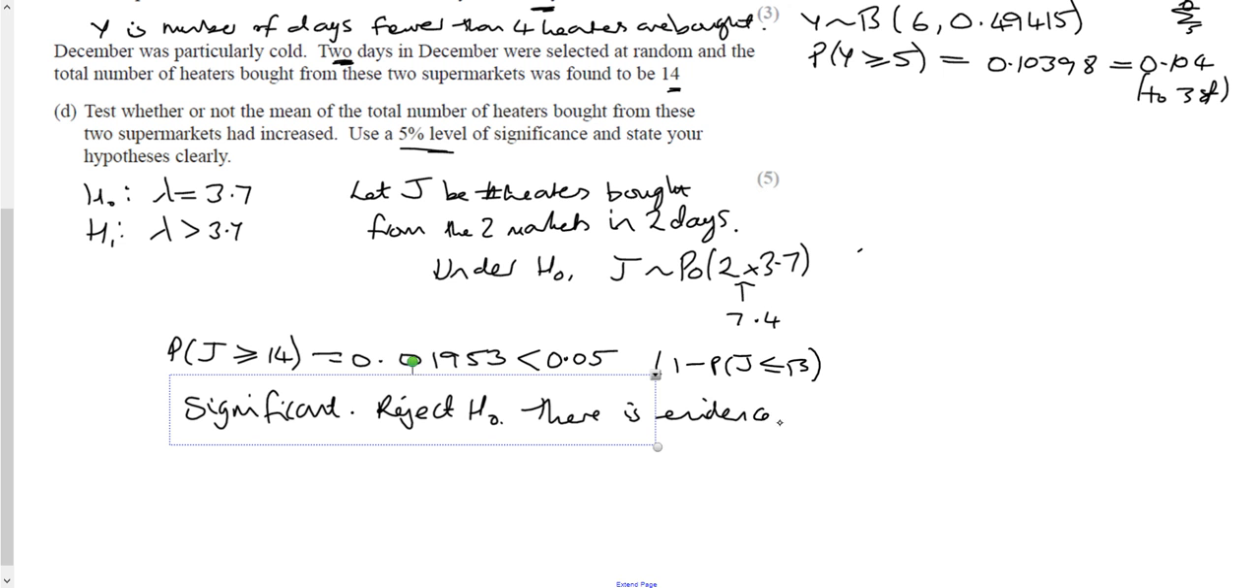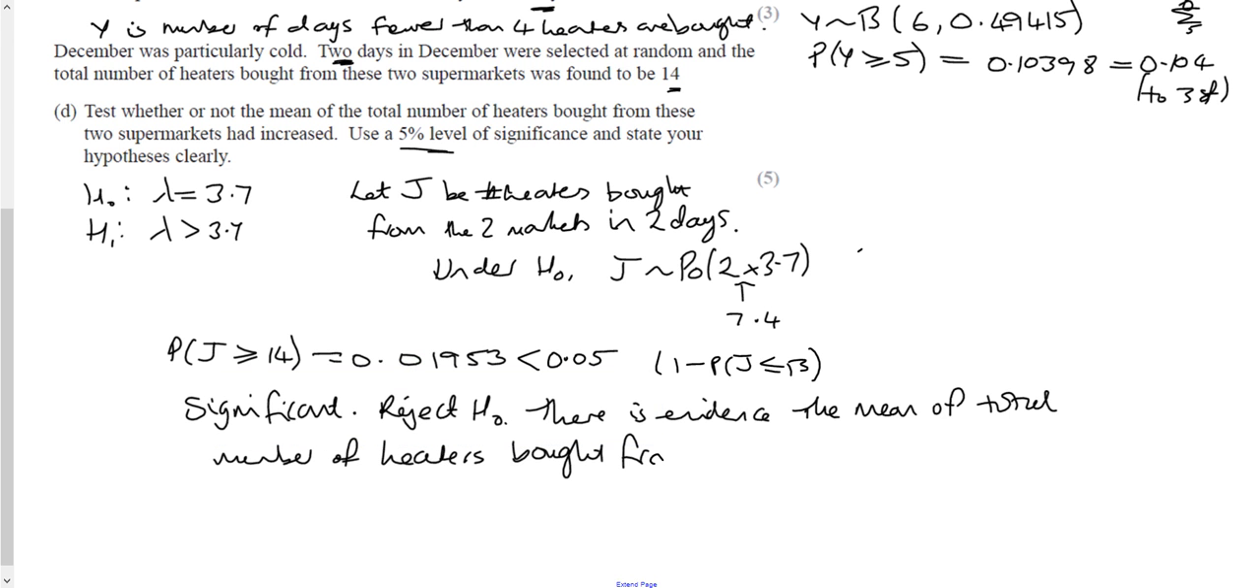And now we're going to put this back in context. The mean of the total number of heaters bought from the two supermarkets has increased. And the important thing here, that took me a while to write, but what you do is you have a look in the question and literally quote the context back to the examiner. Yes, it took me a little bit longer, but that guarantees you're going to get the marks in the exam.